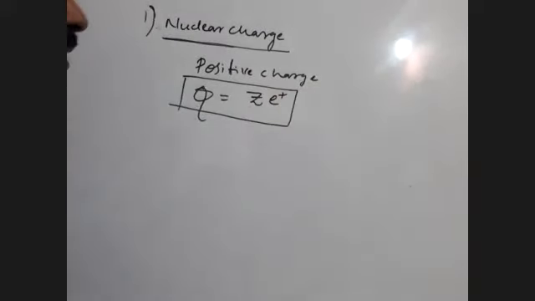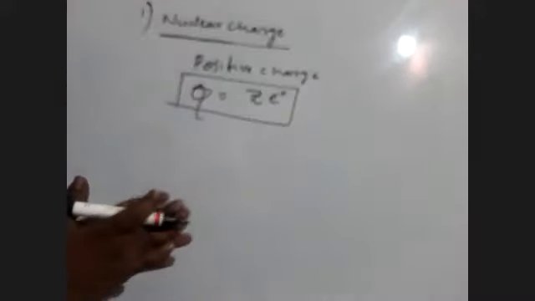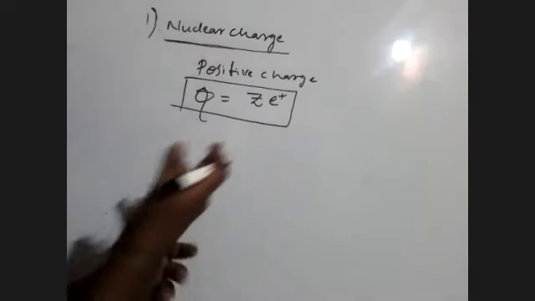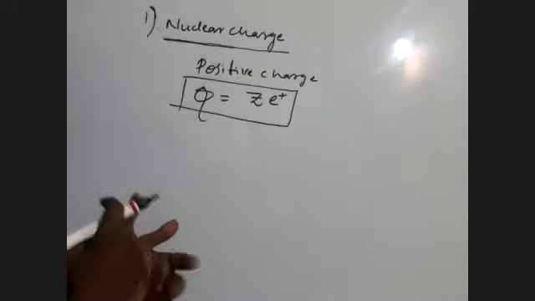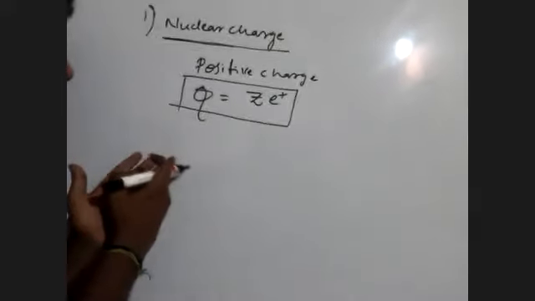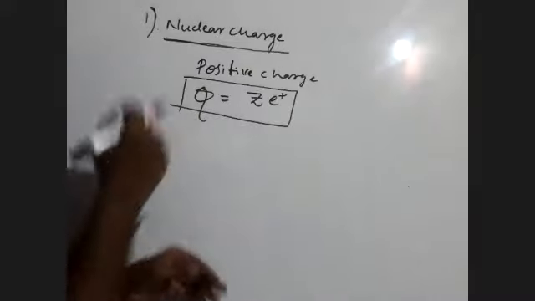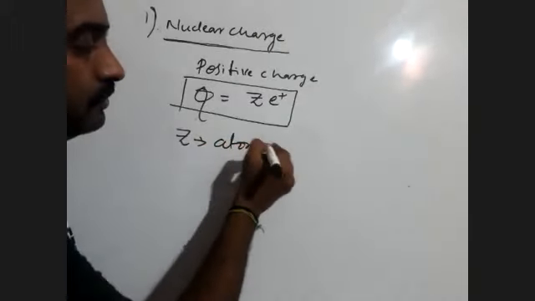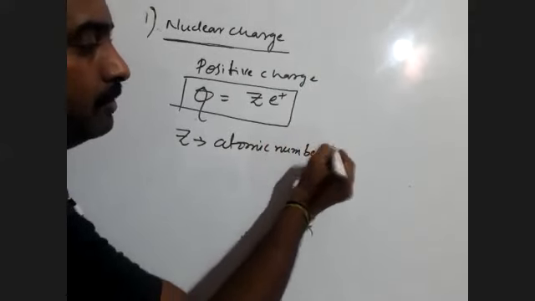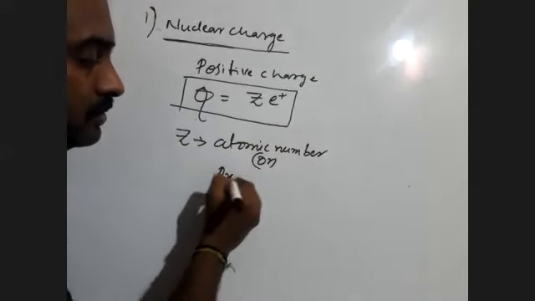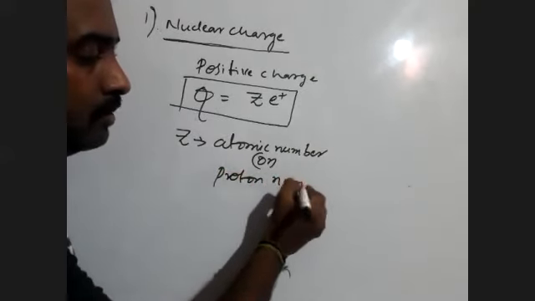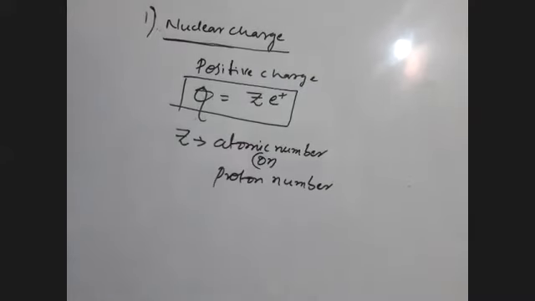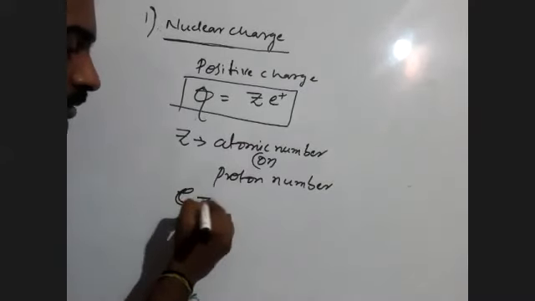We know the composition of the nucleus. The nucleus consists only of protons and neutrons. Neutrons have zero charge; they are neutral. The other particles are only protons, so protons have positive charge, and the nucleus also has positive charge. So it is Z times e. What is Z here? The atomic number, or the proton number. And e is the charge of the proton.